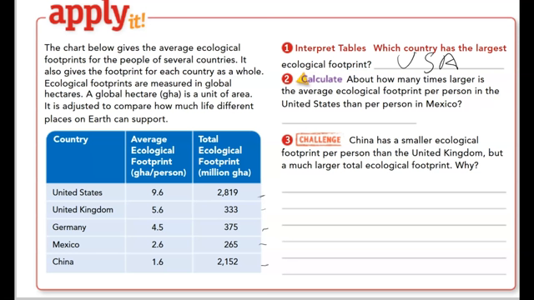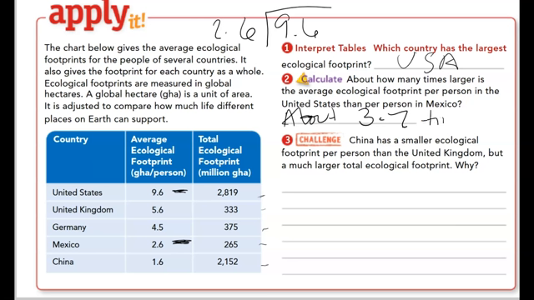About how many times larger is the average ecological footprint per person in the United States than per person in Mexico? So now we're looking at per person. So we're looking at this 9.6 here and Mexico's 2.6 here. And by the power of math, if we were to draw it all out, we would do 9.6 divided by 2.6. We would get about 3.7 times. So comparing United States to Mexico, the average ecological footprint per person is about 3.7 times more in the United States than in Mexico.